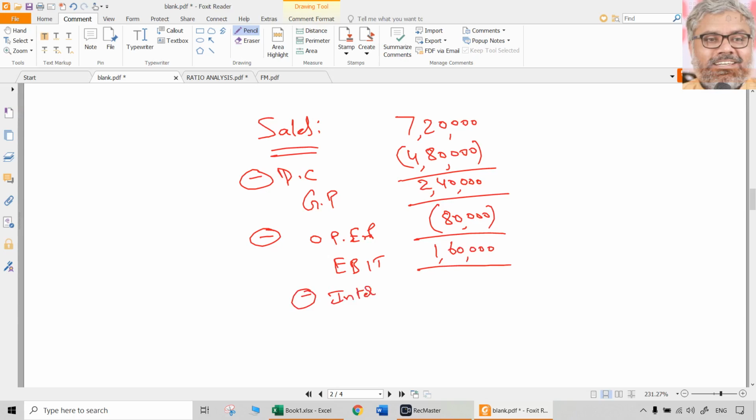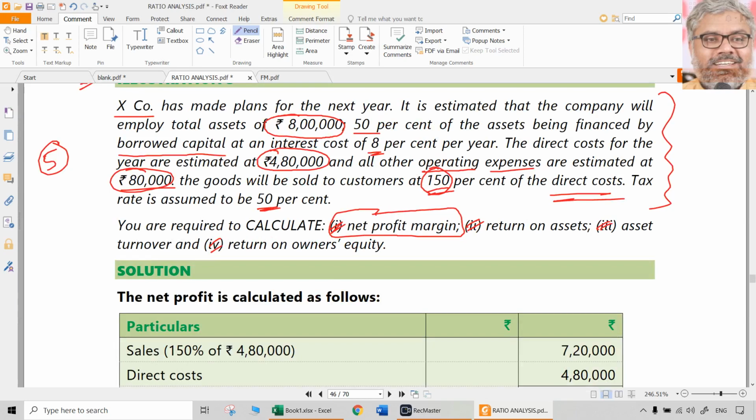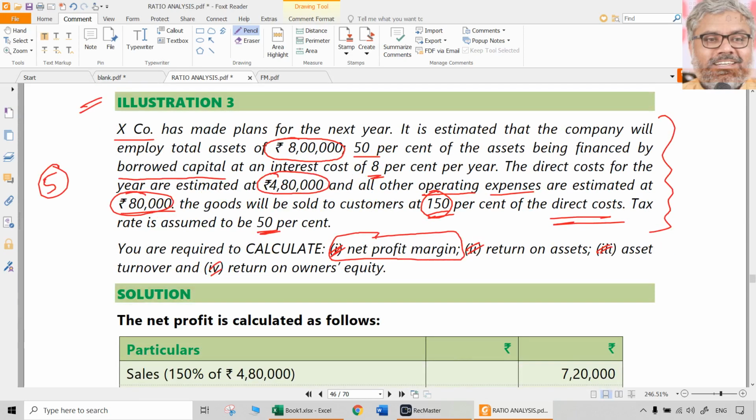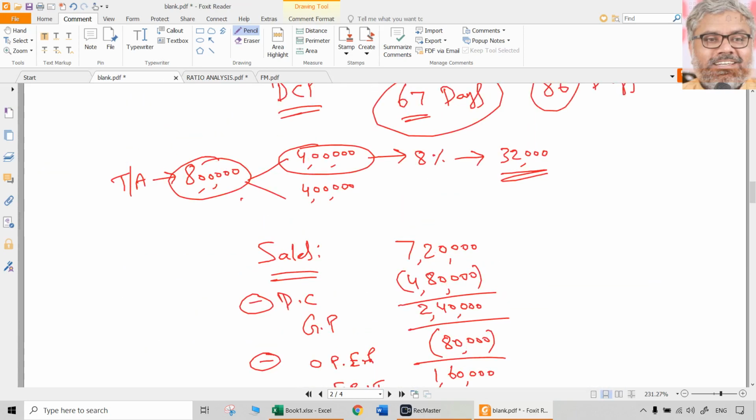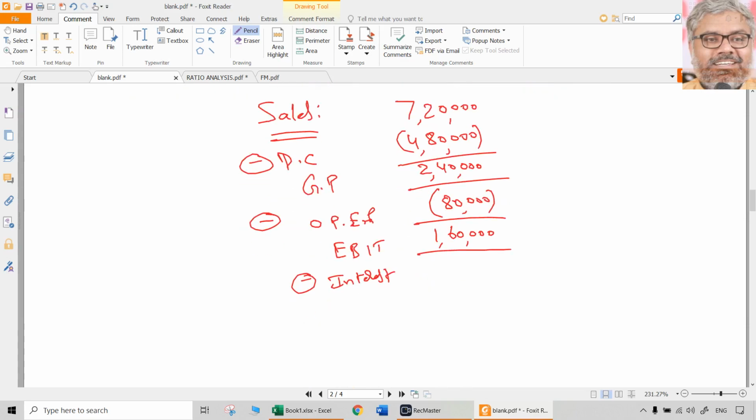From that deduct interest. How do we know interest? Already we calculated. That is going to be 32,000, right? Interest already we calculated just now. 32,000 is going to be the interest. So 32,000 deducted. After interest, but this is before tax. So how much is going to be the earnings before tax? 160 minus 32,000. 1,28,000.